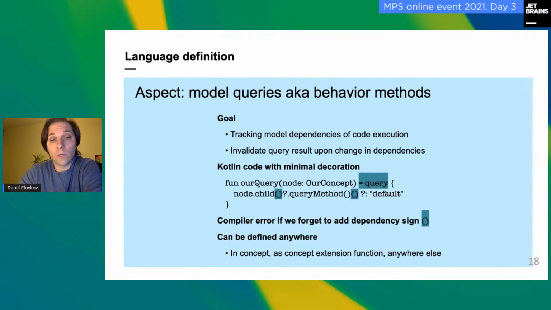Of course it would look nicer if we didn't have those extra parens. And of course one might easily forget to add them, and risk taking the value of something without recording the fact that we depend on it. That would be a bug. But the good thing is that we've done it in a way that it would be a compiler error if we forget to add those parens, so we don't forget. Since those queries are just Kotlin functions, they can be defined anywhere in your code inside the concept, and then it would look really like a behavior method in MPS or anywhere else.